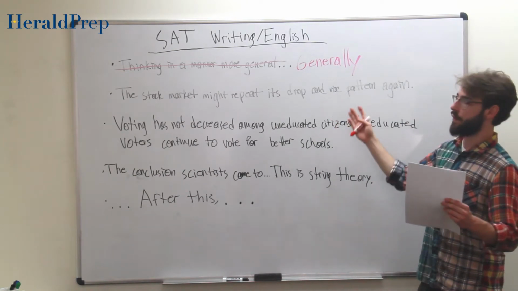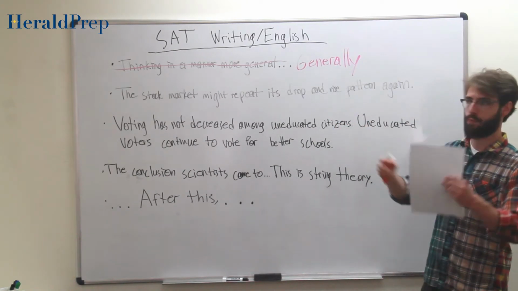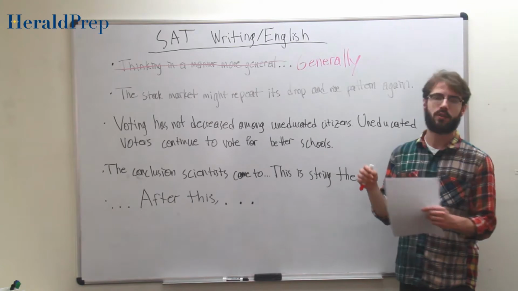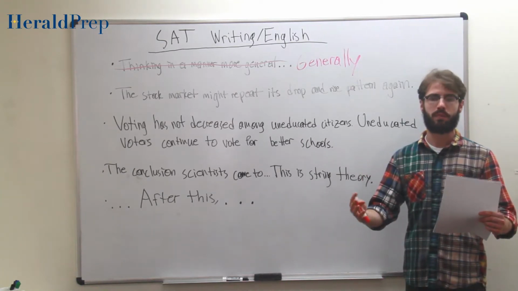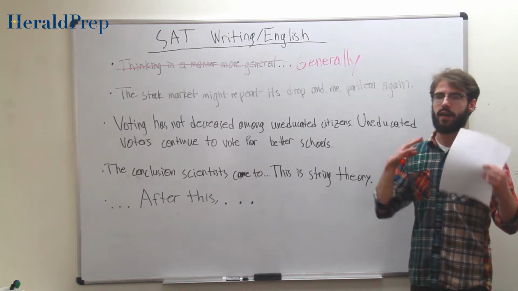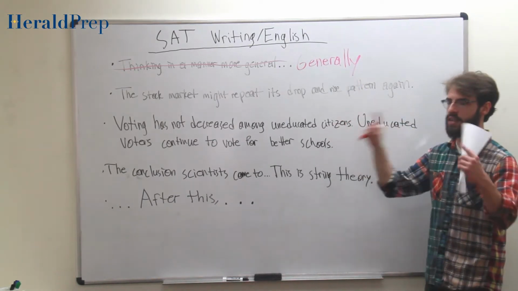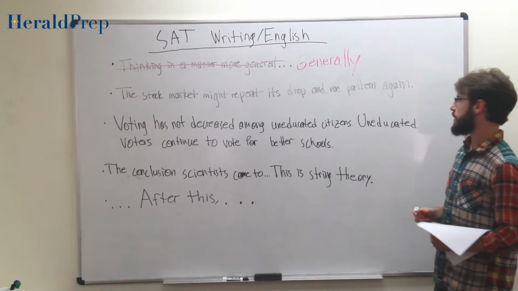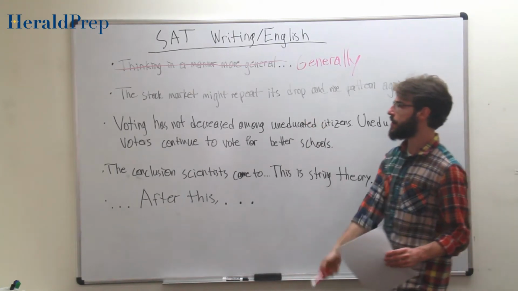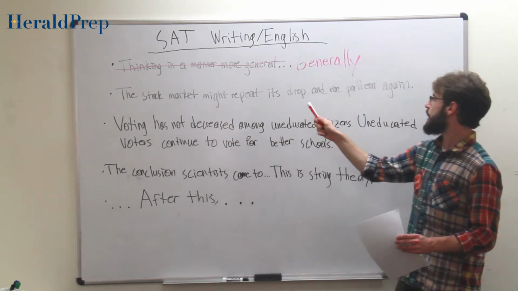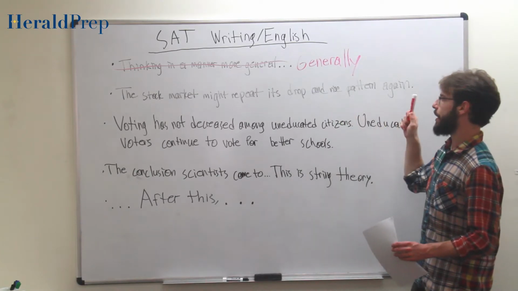Our second type of sentence that could be made shorter and therefore better is one that includes redundant words. Now, redundant words mean two words that express the same thing. Again, similar to the first one, but now instead of a whole phrase, we have two words that are expressing the same idea. Our example sentence here is, the stock market might repeat its drop and rise pattern again.